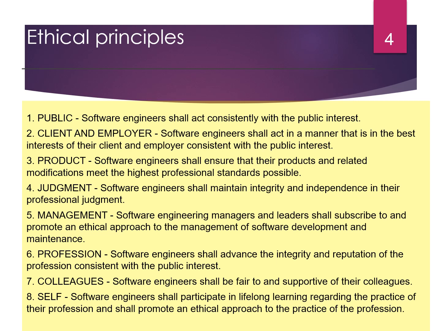Okay, and also in terms of product, the software engineer should ensure that the product and related modifications meet the highest professional standard possible, meaning that you do the task which is supposed to be done. As I mentioned just now, because you're running out of time, you claim that it is already done, but it's not. In terms of judgment, software engineers shall maintain integrity and independence in their professional judgment.